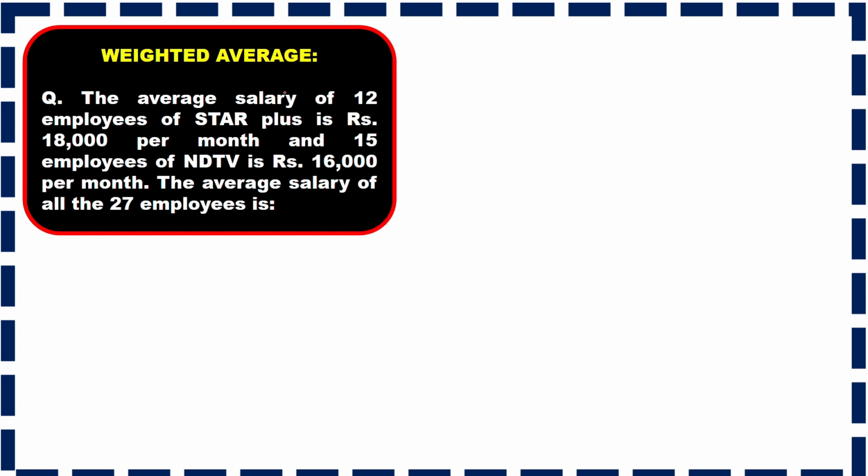The average salary of 10 employees of Star Plus is 18,000 per month, and 15 employees of NDTV is 16,000 per month. The average salary of all the 27 employees is? Here we observe that 12 employees are getting 18,000 per month, whereas 15 employees are getting 16,000 per month, so the value is not the same, the value varies. So what is the average salary of these 27 employees?